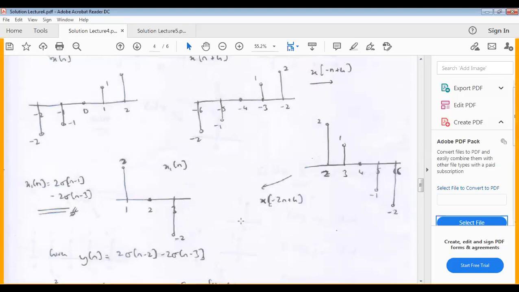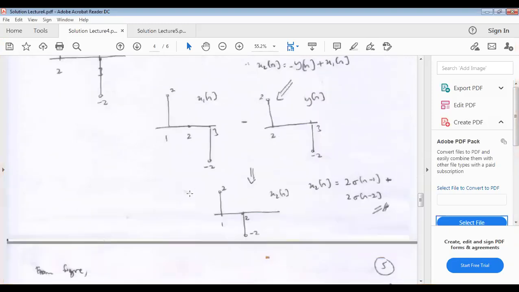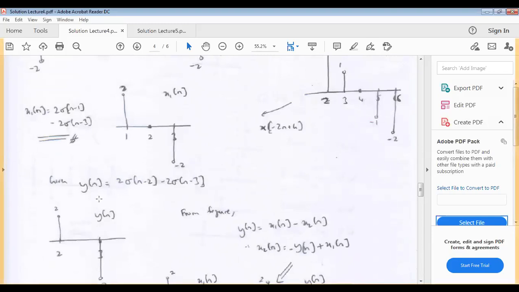Then you need to find x2[n], right? If you can recall, the x2[n] is here. We know the relationship between x1[n] and x2[n] with y[n] is that y[n] equals x1[n] minus x2[n]. So we have this relationship down here. This is the relationship between the three signals: y[n] equals x1[n] minus x2[n].